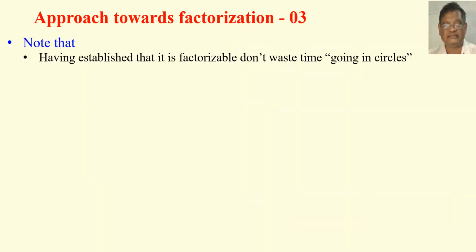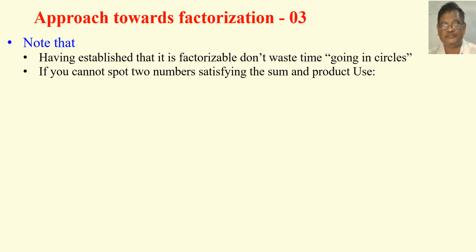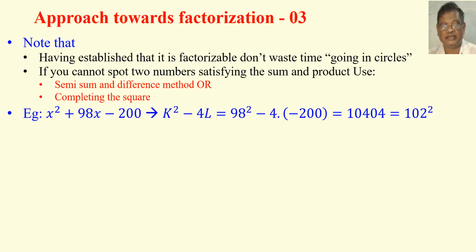Note that having established that it is factorizable, don't waste time going in circles. If you cannot spot two numbers satisfying the sum and product required, use either the semi-sum and difference method or completing the square. Example: x squared plus 98x minus 200. The k squared minus 4l value is equal to 98 squared minus 4 times minus 200, which is equal to 10,404, which in turn is equal to 102 squared.